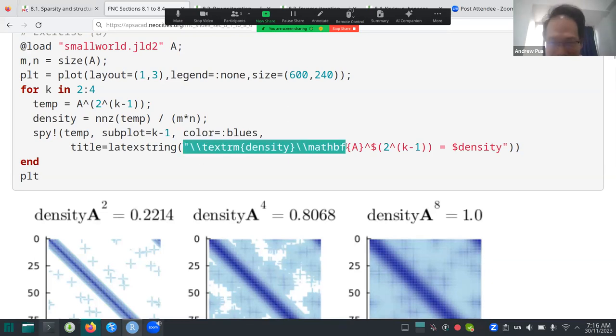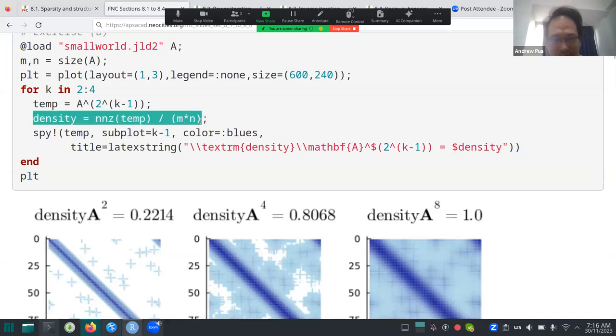But this is in sort of math mode. And then there's sort of a pointer, like a dollar density, to point to the actual value of density, which is actually quite cool.